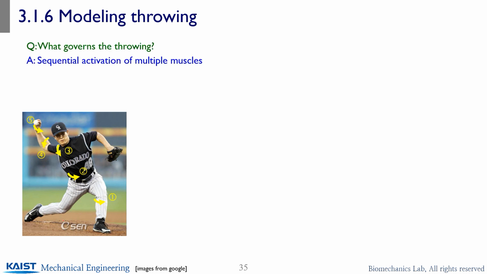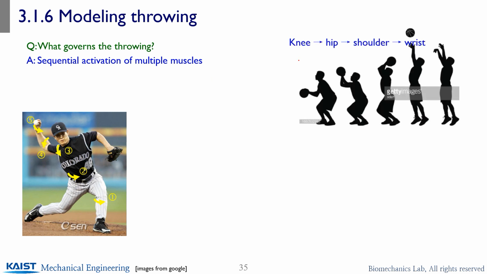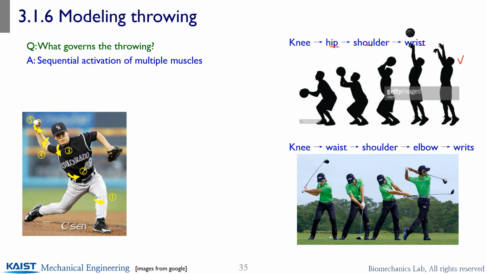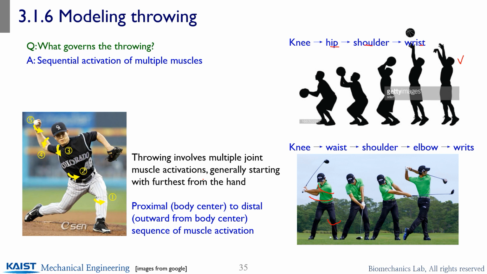This delayed motion, the sequential activation of multiple muscles, is observed for many other throwing motions, like throwing the basketball, from the knee extension, hip, shoulder, and the wrist. The same is true for the golf swing. For the golf swing, we rotate the knee and waist and shoulder and the elbow, etc. So those sequential motions are commonly observed for many of the players.